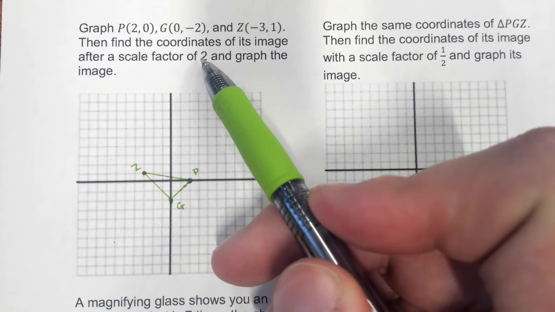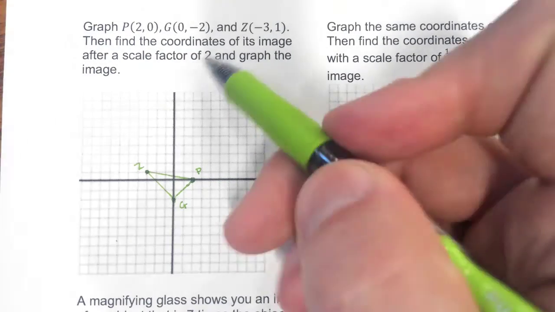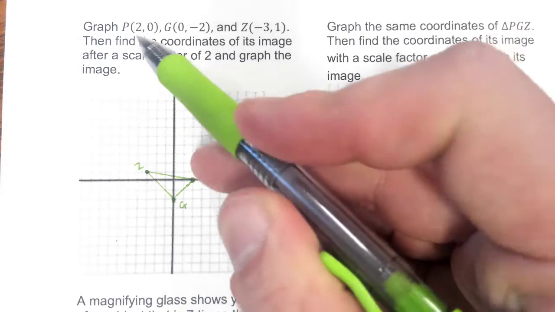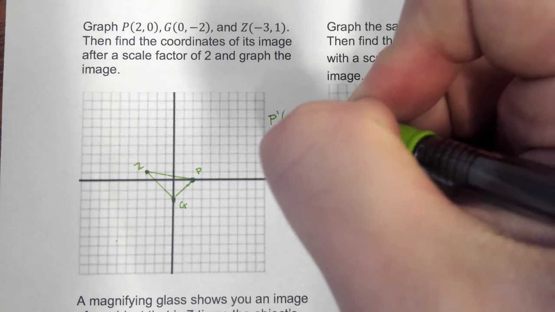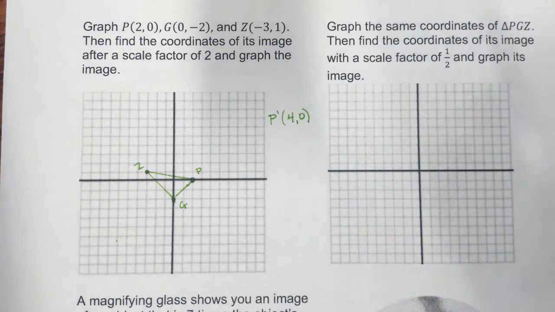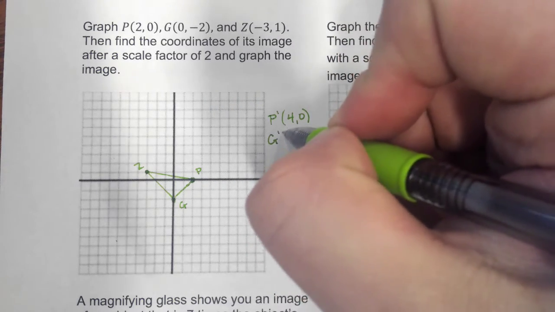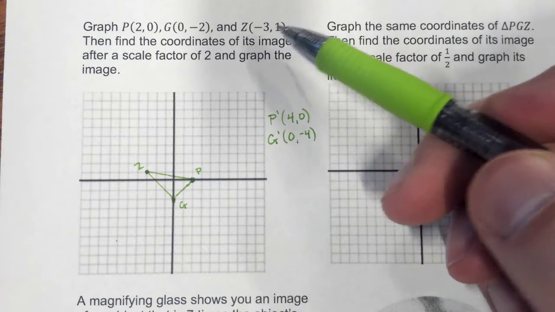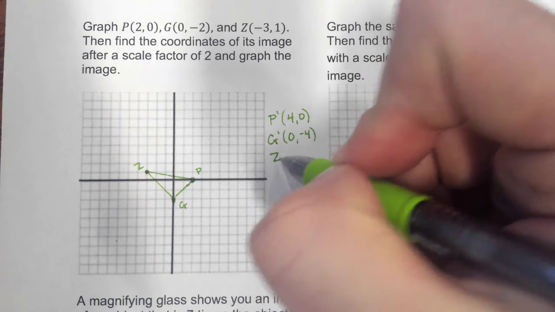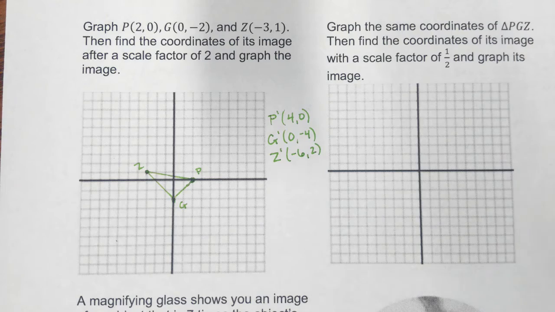All right, so this is very simple too. If my scale factor is 2, it wants me to write what the new coordinates will be and then graph those. So if my scale factor is 2, all I have to do is multiply that to each of the coordinates. So if P is at 2, 0, P prime, multiply both of those by 2, is 4, 0. If G is at 0, -2, multiply those by 2, and G prime is at 0, -4. And if Z is at -3, 1, multiply those by 2, and Z prime is at -6, 2. And then we just have to plot those, and then we'll be done.